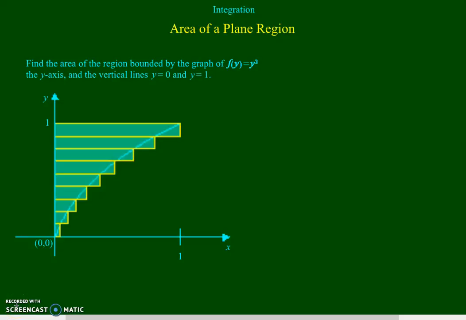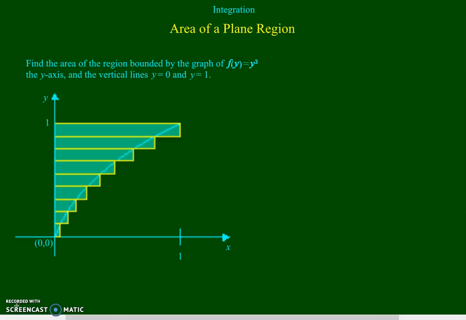This is part 7 of the series Integration, and we're going to start this part with one final problem in finding the area of a region bounded by a graph of a function. This time we're going to be looking at using horizontal rectangles instead of vertical rectangles.